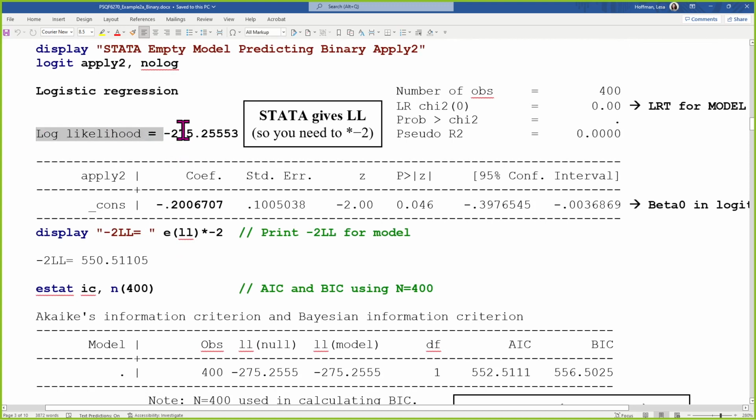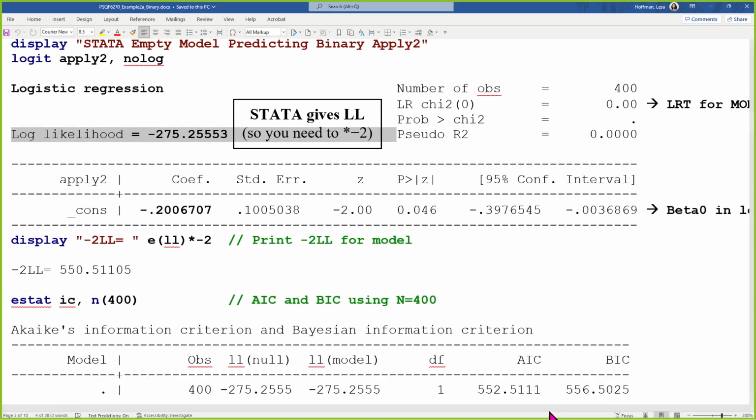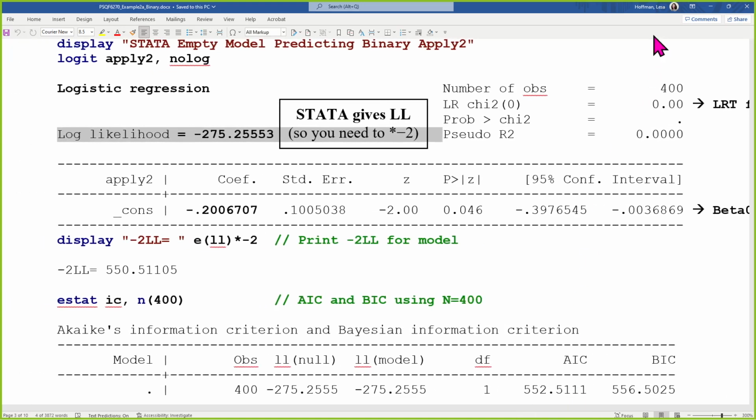Log likelihood is the first number that we see right here, and that will show up in R as well. That number is the height of the data under the current model parameters. In the direction of log likelihood, bigger is better, taller is better. So we're going to be paying attention to this number as an indication of how good our model is at predicting this outcome. It also serves a more convenient purpose from the perspective of homework.